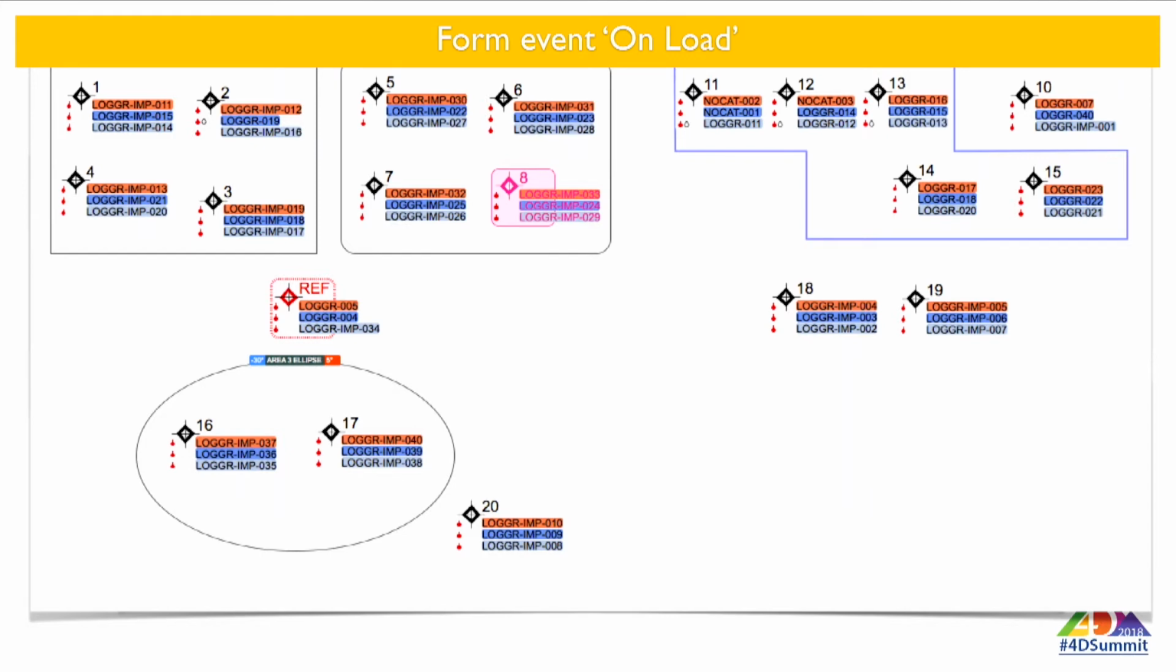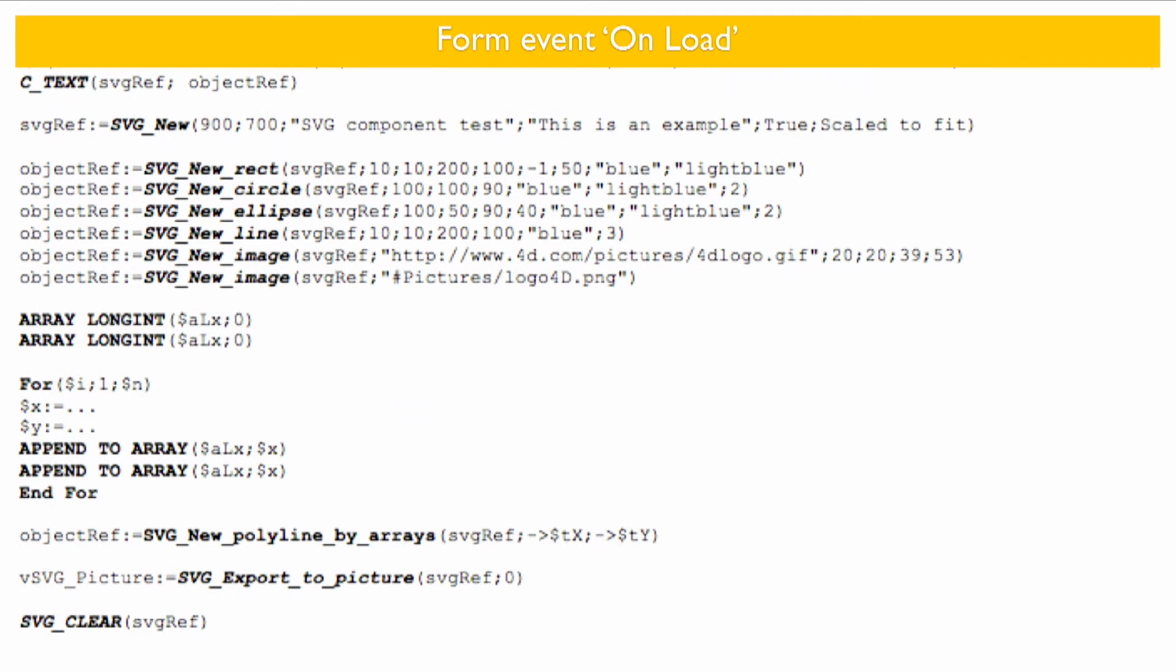So typically what you do is on the on load form, you will actually build the SVG. It's always the same. I'm using the commands from the SVG component. And SVG new is what you start with to define your canvas, to define the sizes of it, and it's basically it. And then afterwards, draw your rectangles, draw your circles, draw the ellipses, the lines, whatever you need to do inside the SVG.